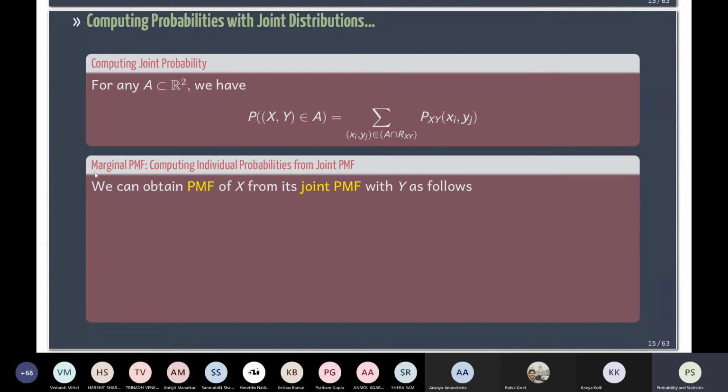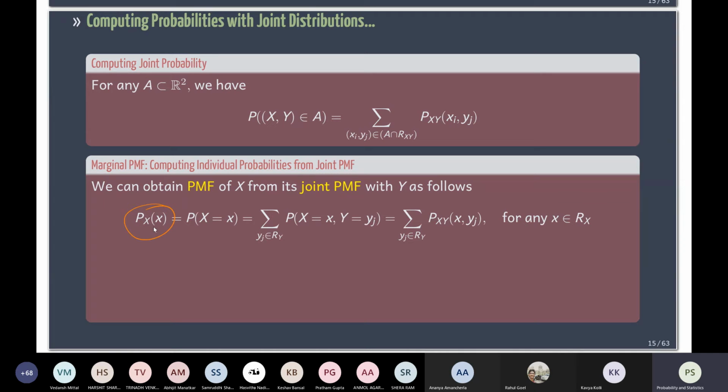Now, there is something called the marginal PMF. So computing individual probability from joint probabilities. How can we compute individual probability? The joint is given to us, right? Now a reverse question is, from the joint, how can I get the individual probability? Let us say just the pX value or just the pY value. So the PMF of X can be obtained from the joint PMF as follows.